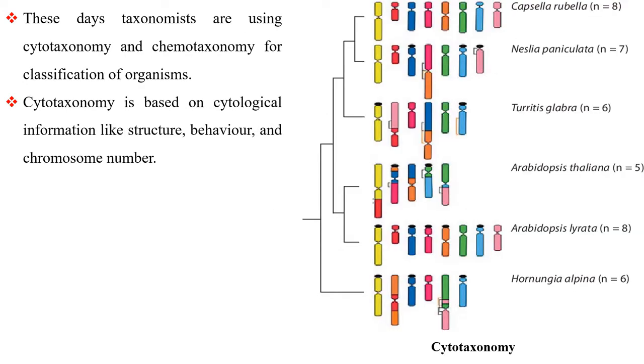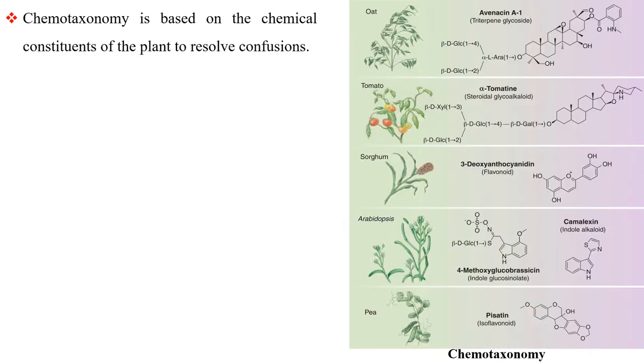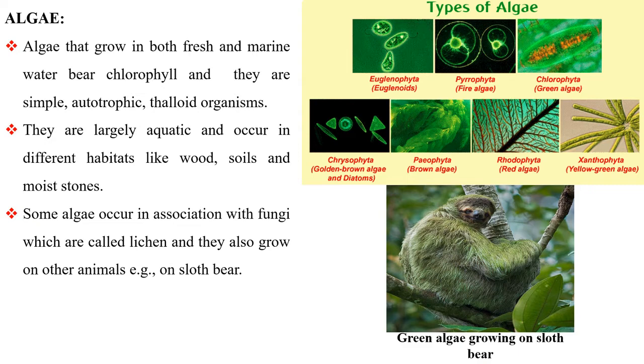These days, taxonomists are using cytotaxonomy and chemotaxonomy for classification of organisms. Cytotaxonomy is based on cytological information like structure, behavior, and chromosome number. Chemotaxonomy is based on the chemical constituents of the plant to resolve confusions.